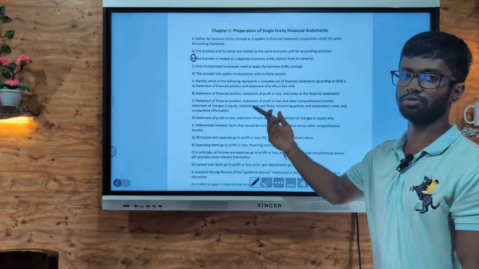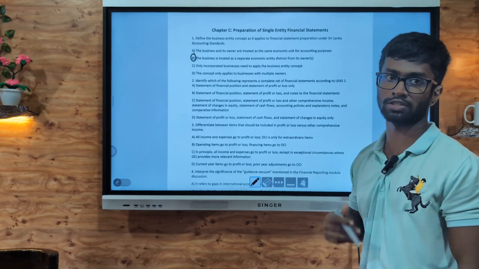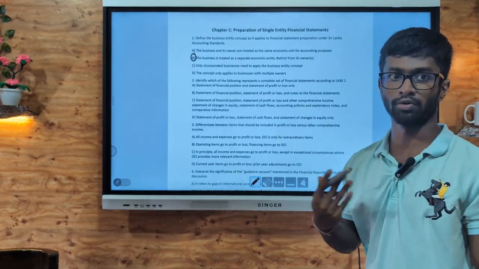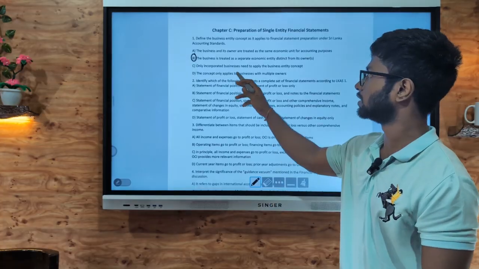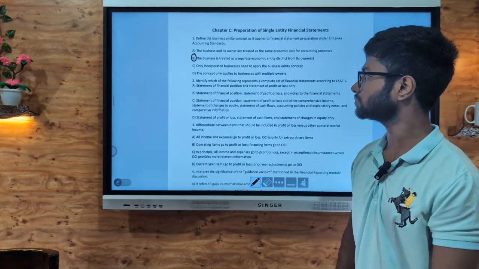If you look at the other two, only incorporated business need to apply business entity concept. That is wrong. Every business has to take it into consideration. The concept only applies to business with multiple owners. That is also wrong. There is nothing like that.